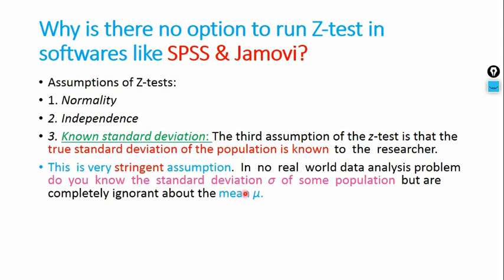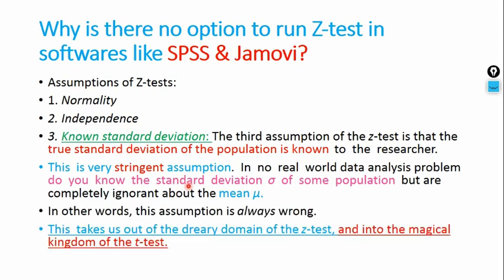We don't know the mean and standard deviation of the population. But here the assumption is that you should know the standard deviation. In other words, our assumption is always wrong. This takes us out of the dreary domain of z-test and into the magical kingdom of t-test.